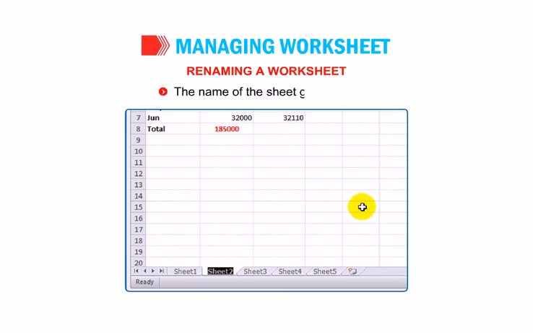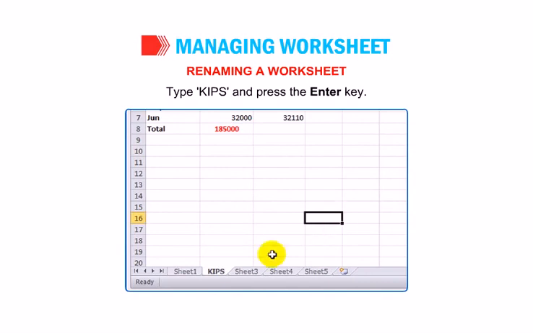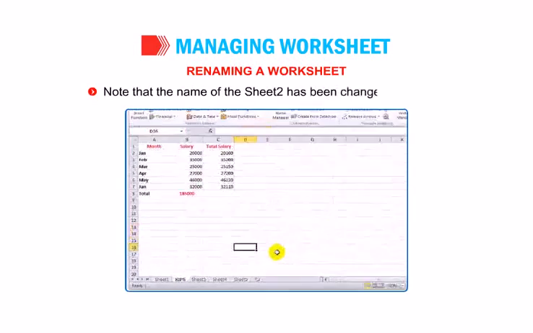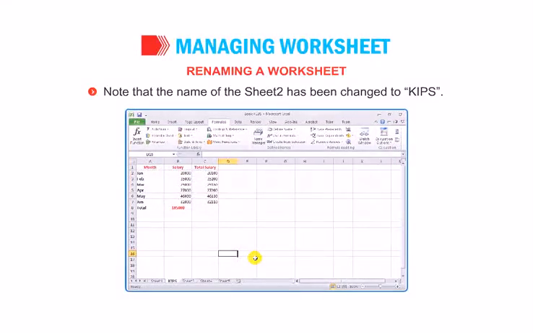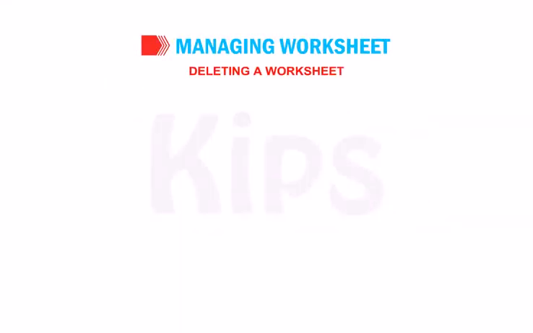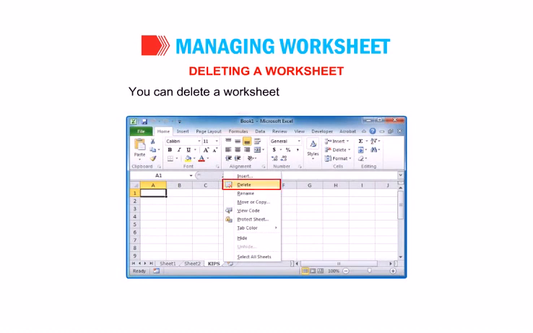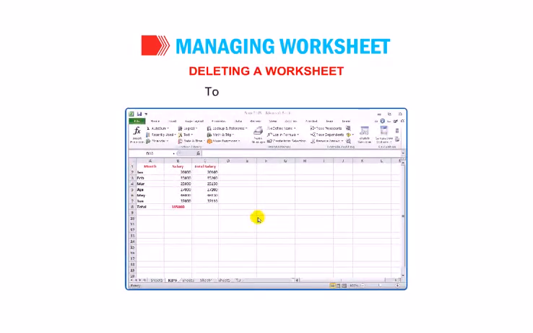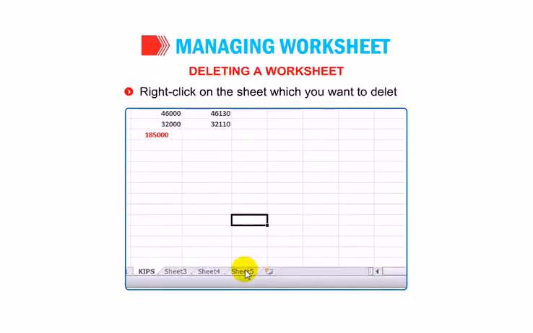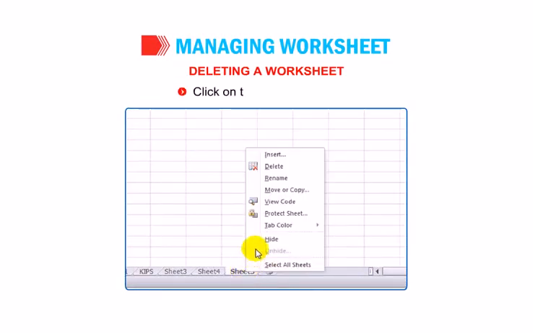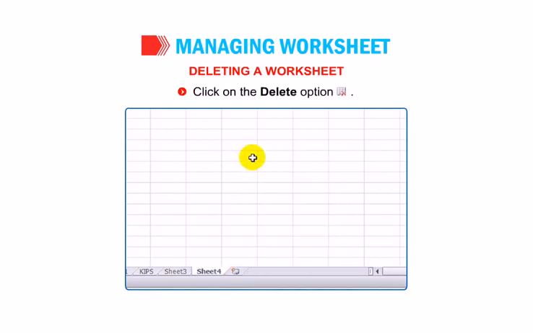The name of the sheet gets highlighted. Type KIPS and press the Enter key. Note that the name of the Sheet 2 has been changed to KIPS. Deleting a worksheet. You can delete a worksheet if it is of no use to you. To delete a worksheet, right-click on the sheet which you want to delete. Click on the Delete option.